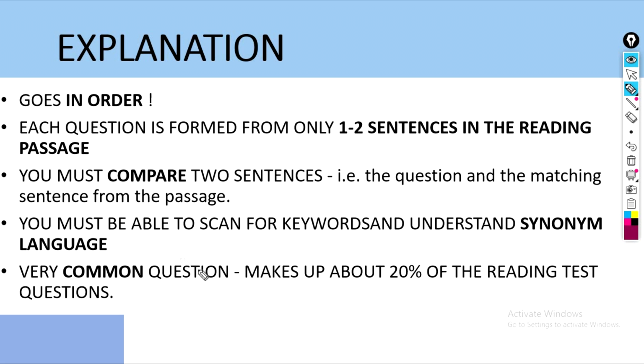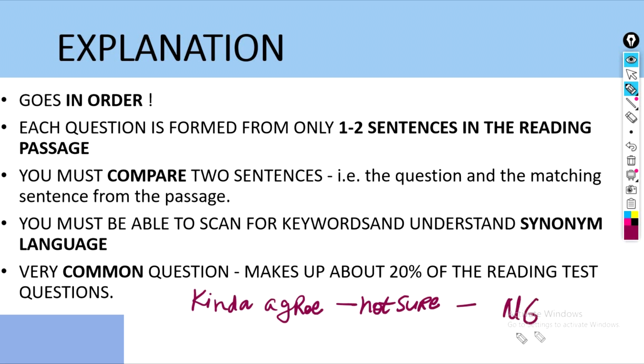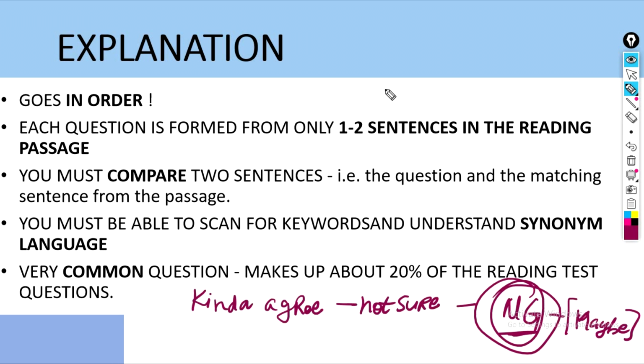If the two sentences kind of agree, but you are not really sure, or maybe they agree or not, then the answer is going to be Not Given. If you think that the answer is maybe wrong or right, then the answer is going to be Not Given.